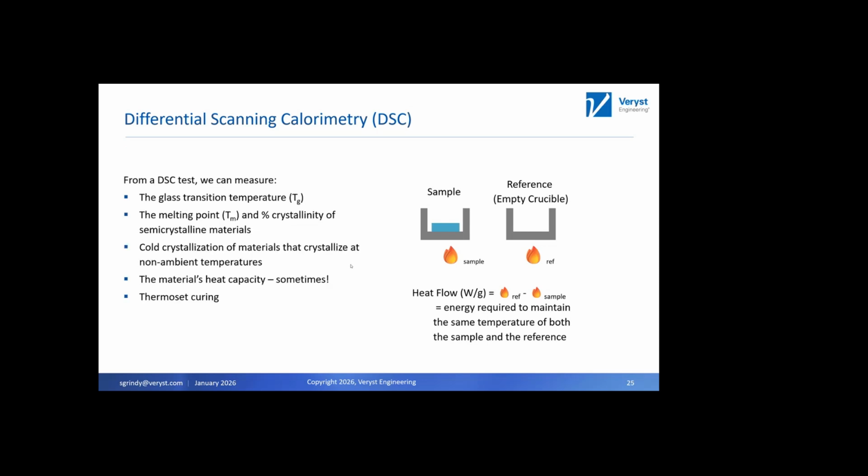Now, before we actually look at some data from a DSC test, I'll tell you what we can measure. We can measure the glass transition temperature, Tg, and we can measure the melting point and percentage crystallinity of semi-crystalline materials. We can observe what's called cold crystallization. We'll talk about that. We can sometimes measure the material's heat capacity. That's an advanced DSC method. Not all DSCs can do it. And chemical reactions like thermoset curing. So we'll talk about that in more detail in a minute.